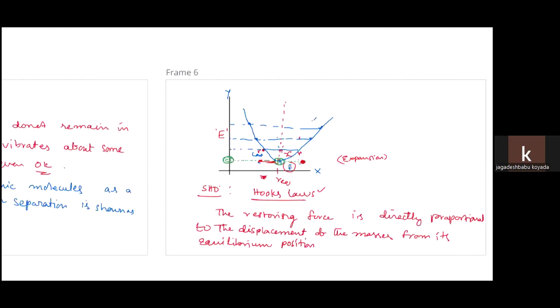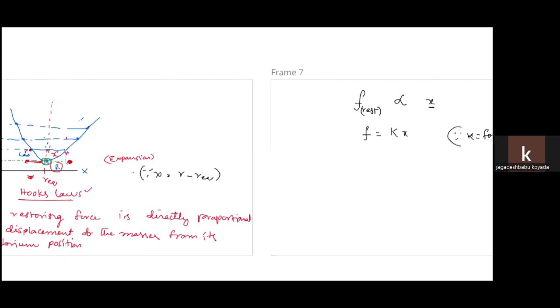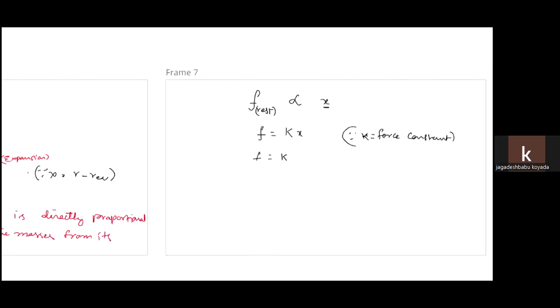This is R. Here X is equal to the displacement, which is the highest value R minus the lower value R equilibrium. We can mention it at this position. So instead of X, we can write R minus R equilibrium.